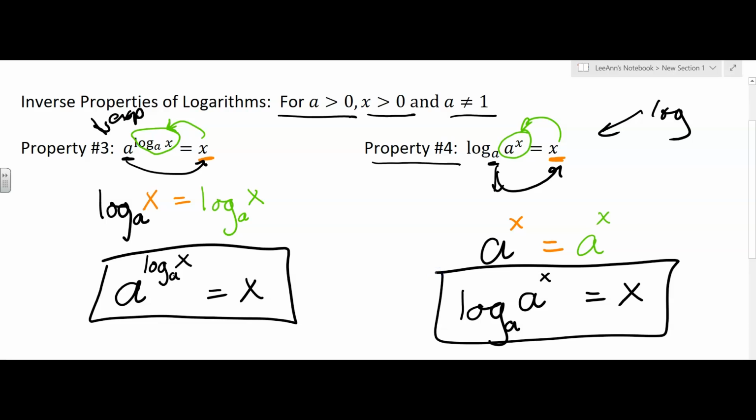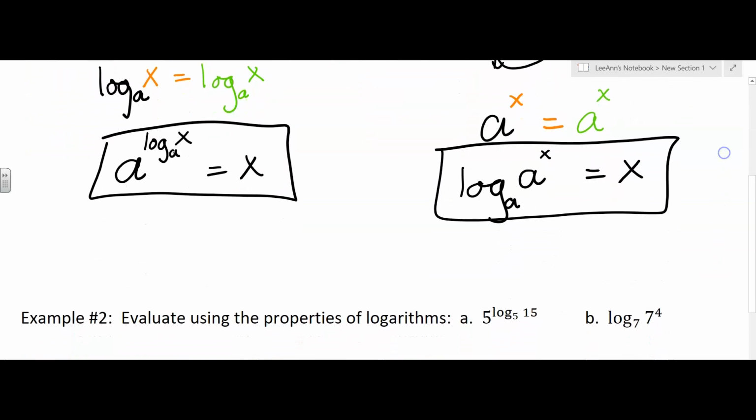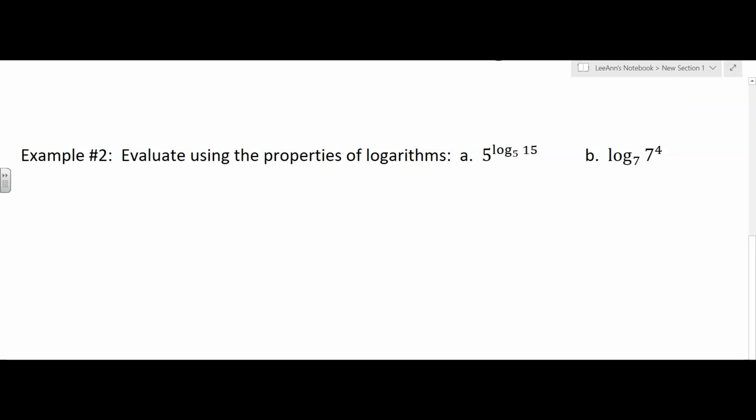You may want to make yourself a little note card for these properties because there's like 8 of them. All right. So now we're going to apply them in this example. So we have a 5 here for the base. We have a 5 for the base on that logarithm that is in the exponent. Okay? So that's what's hard to read on these. All of that is the exponent. But the whole thing is just going to equal 15. So we're evaluating the expression by using that property number 3.